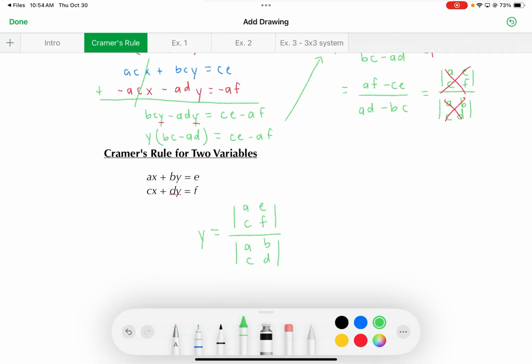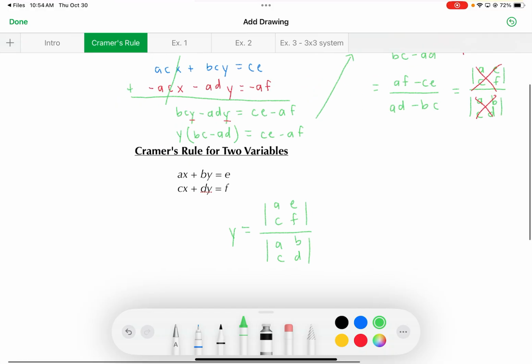Now, I could go through a similar process and try to come up with a formula for x. And if I do that, I'll end up with the following. The denominator will end up being the same, a, b, c, d, the same second order determinant as y. But the numerator will end up being EF, BD.